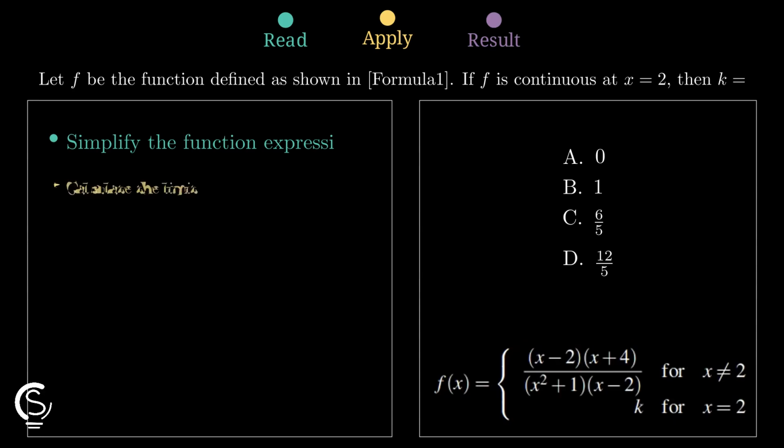Finally, plug in 2 for x to get 8. Setting 8 equal to 5k means k is 6/5. Option C is the winner.